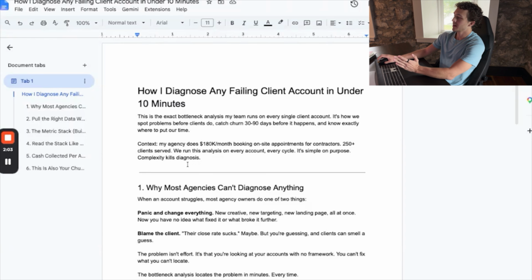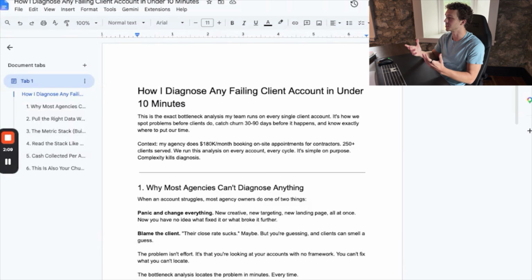Okay, so this is how I diagnose any failing client in under 10 minutes. This is the exact same bottleneck analysis that my team runs on all of our client accounts, and it's exactly how we spot problems before our clients do. We can also catch churn 30 to 90 days before it even happens and know exactly where to put our time and energy, and same with our client as well.